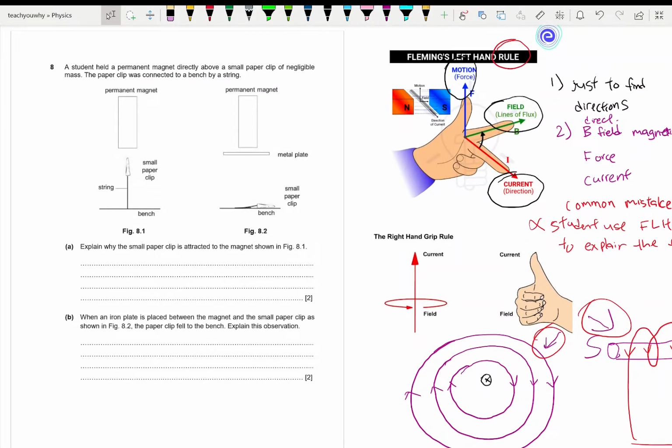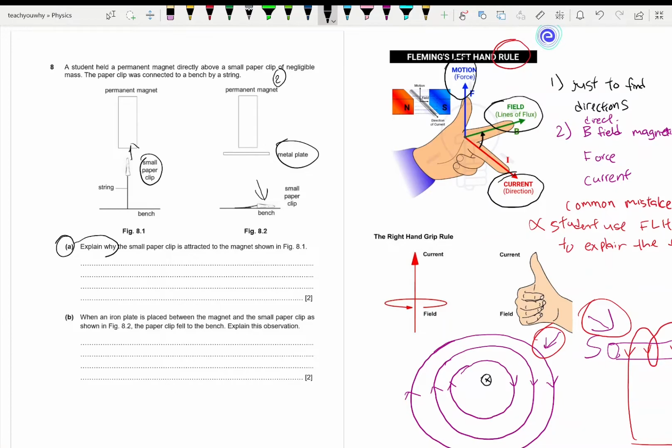So you have this question. The first part is not so much on electromagnetism, but more on magnetism. Since someone has asked for help on magnetism and electromagnetism, I bring in this question. You have a permanent magnet that is attracting the paper clip. Then in case 2, you have a metal plate and the paperclip doesn't get attracted. So the first question: explain why the small paperclip is attracted to the magnet as shown.